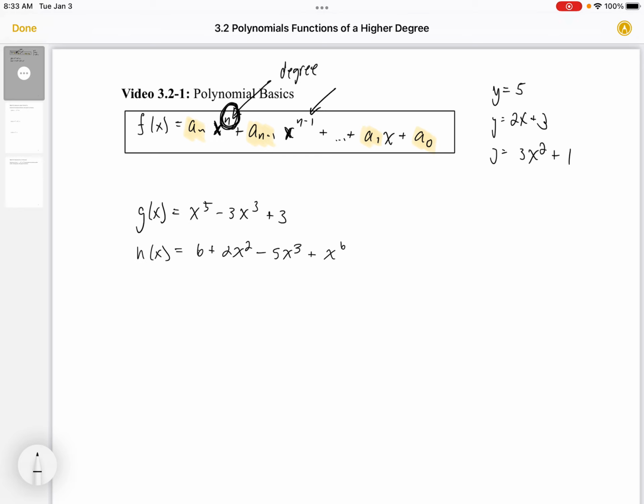So let's just look at some examples here. I have g of x and h of x. The first one, g of x, has a degree of 5. Okay, that's called a quintic, not that you need to know that. h of x has a degree of 6. Notice what you're doing is you're finding the variable with the greatest exponent. So this has a degree of 6.